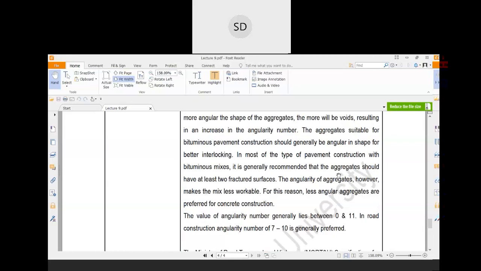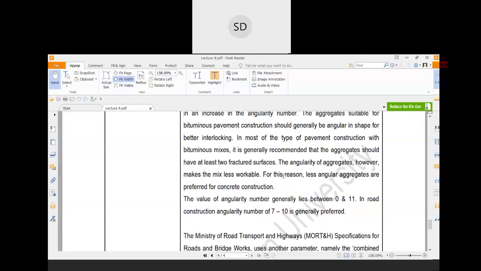But the angularity of aggregates, however, makes the mix less workable. Why less workable? Because in that case, the water required to coat the surface would be higher, or the bitumen required to coat all the surfaces would be higher. So therefore, less water or less bitumen would be available for the bonding properties. So for this reason, it will make the mix less workable. So basically, these are the things: workability and your water cement ratio. That thing we have already discussed in your first lab class, if you remember.